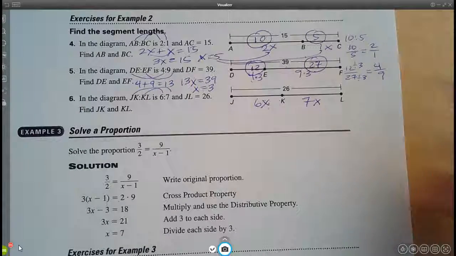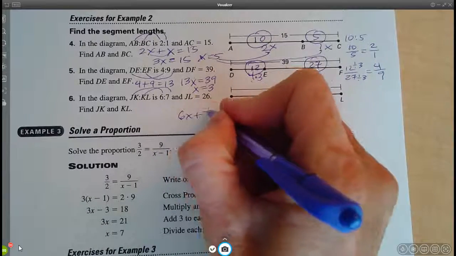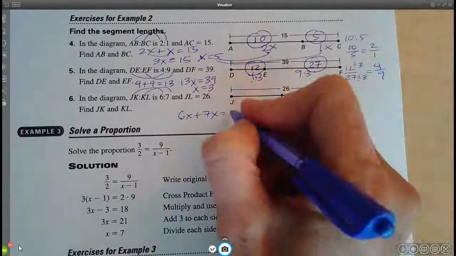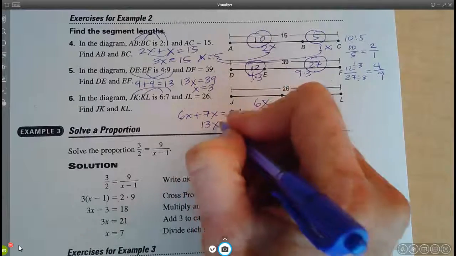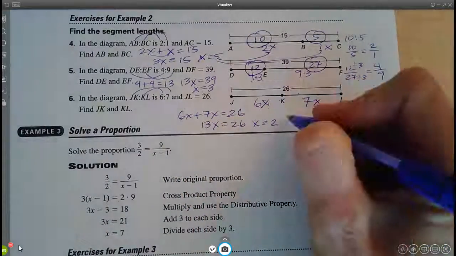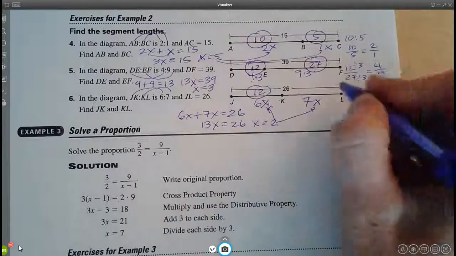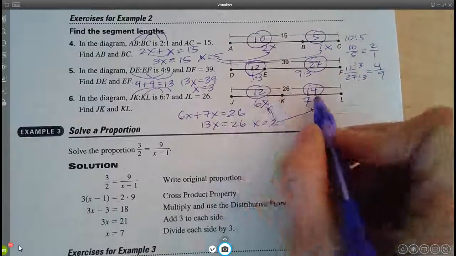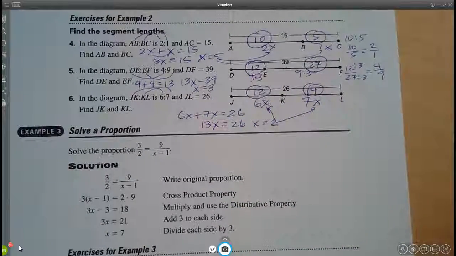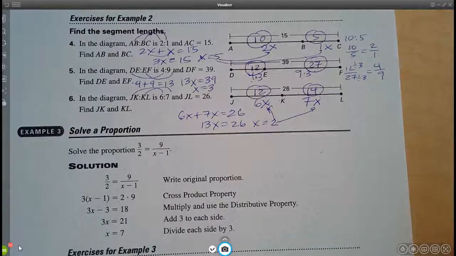6x, 7x, I'm going to use x as my scale factor. 6x plus 7x must be equal to 26. 13x equals 26. x would have to be 2. When I substitute 2 in for x, I have 12 to 14. Those guys sum to 26. And the ratio of 12 to 14 would simplify to 6 to 7. So I have met the objective.